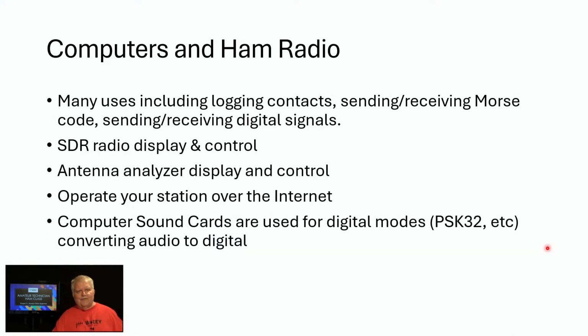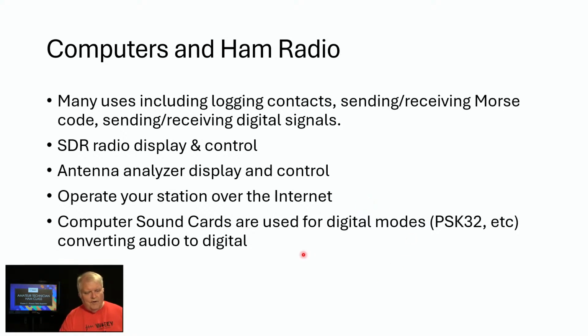We've all got computers, love them or hate them, and computers and ham radio kind of go hand in hand. There's so many uses, including logging contacts, sending and receiving Morse code or digital signals. With the Flex, for example, it's a software-defined radio, so you can control the radio from your computer. Antenna analyzers will connect up to computers for the display of standing wave ratios or Smith charts. You can operate your station remotely over the internet. Flex was a pioneer in that, for example.